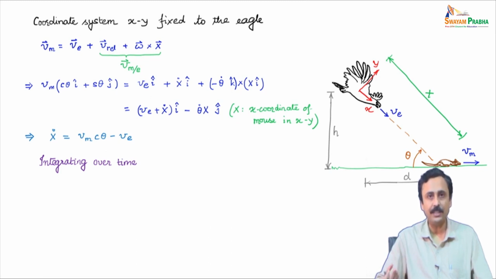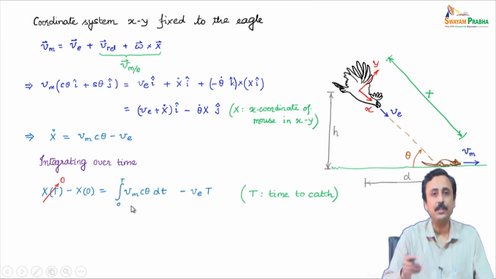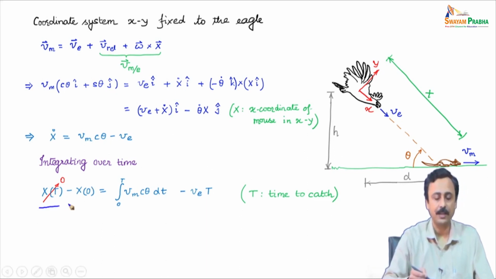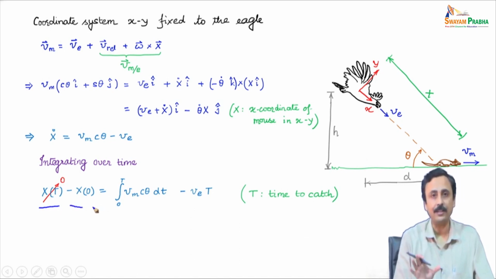Therefore, if at time capital T the eagle has caught the mouse, then capital X at time t equal to capital T must be 0. That is what I have written here. I integrate this equation from 0, when the eagle just saw the mouse, to capital T, when it has caught the mouse. When it has caught the mouse, capital X at capital T is 0, and at the start, I can find this x in terms of h and d.